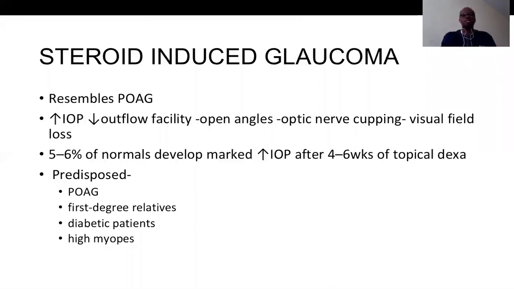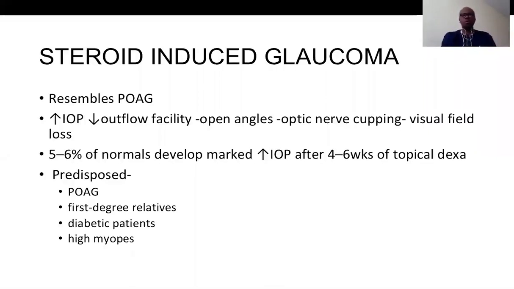It is known that up to 5 to 6% of normal people will develop raised intraocular pressure after 4 to 6 weeks of topical dexamethasone. This group of people are referred to as steroid responders. And this steroid response is known to occur notwithstanding the route of administration of steroids.